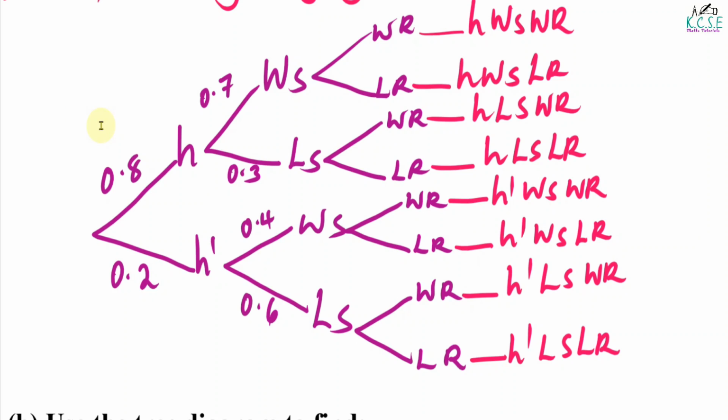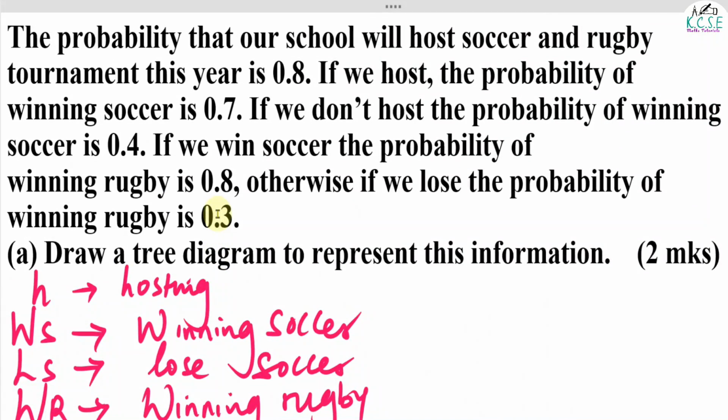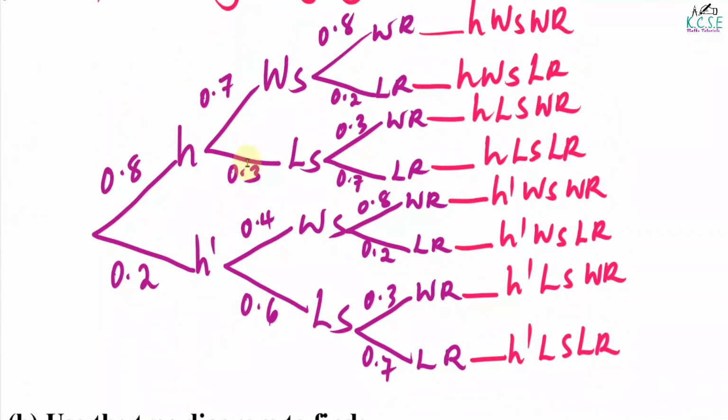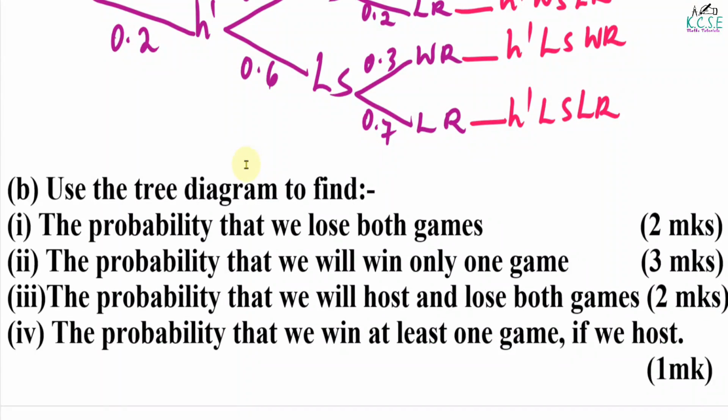Let us indicate now all these probabilities. So this one you have 0.8, this you have 0.2, so this is 0.3, that one will be 0.7, 0.8, 0.2, 0.3, 0.7. So that is now a complete tree diagram showing all these probabilities. After having the tree diagram, this is what you're going to use to solve all these questions. So let's go to the first question.